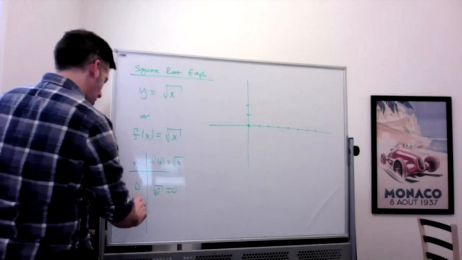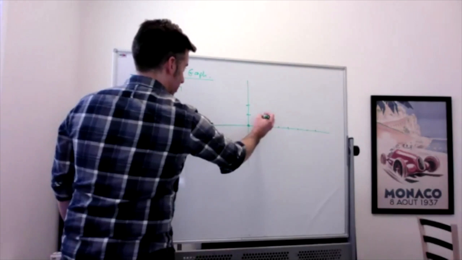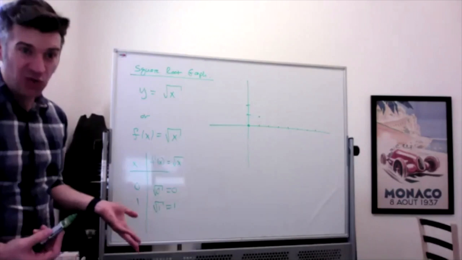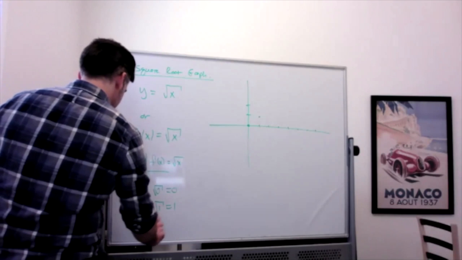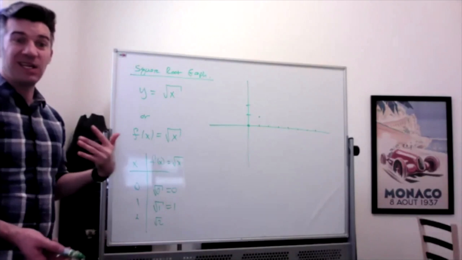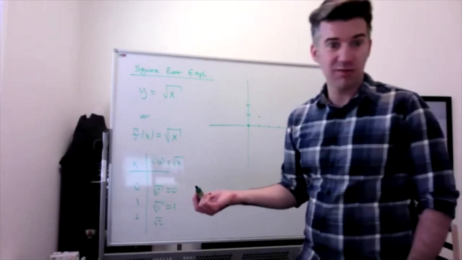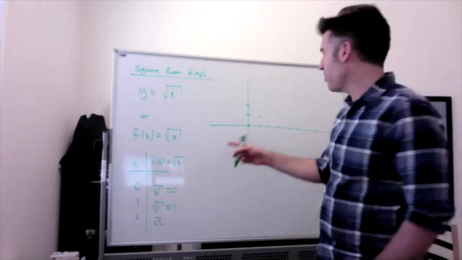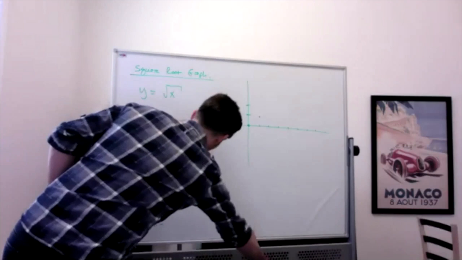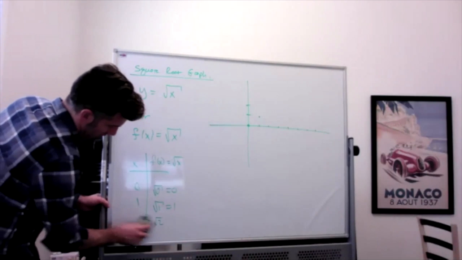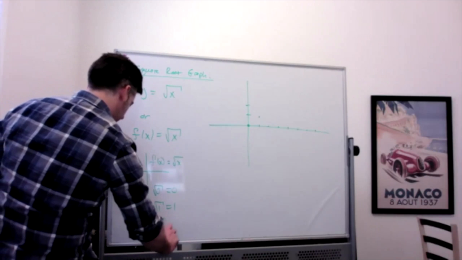So I get the point (0, 0). If I plug in 1, the square root of 1 is 1, so I get the point (1, 1). I could plug in 2, but that point's harder for me to graph nicely. I get the square root of 2, which is an irrational number, not a nice integer. It's approximately 1.41, but I don't really want to try and graph that. So I'm going to skip it and just go to the next easy number, which is 4. If I plug in 4 for x, the square root of 4 for y is 2.